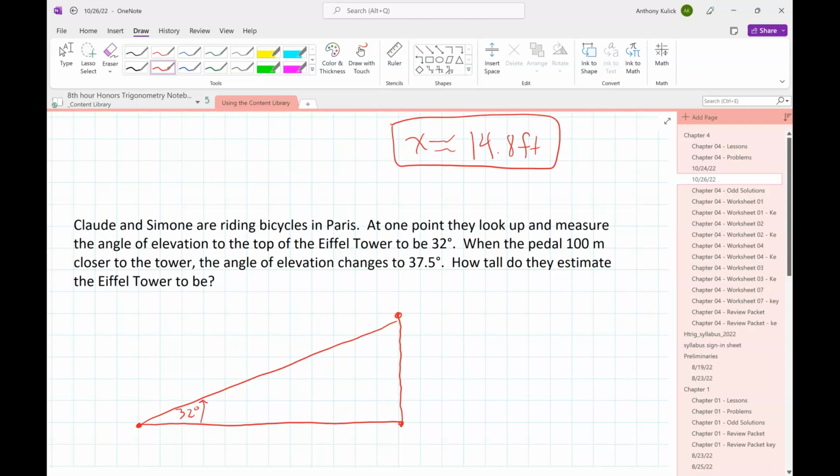When they pedal 100 meters closer to the tower, the angle of elevation is changed to 37.5 degrees. How tall do they estimate the Eiffel Tower to be? What's wrong with this?